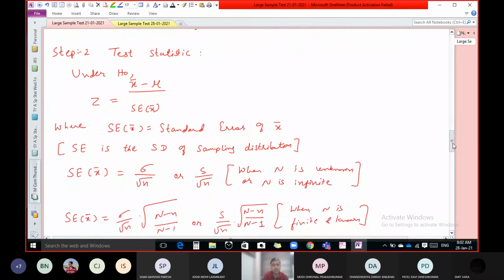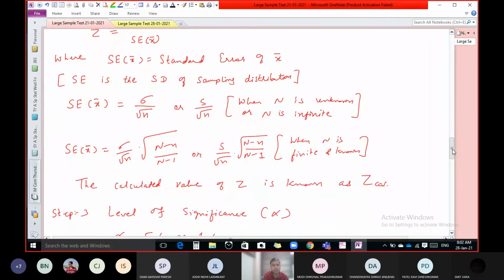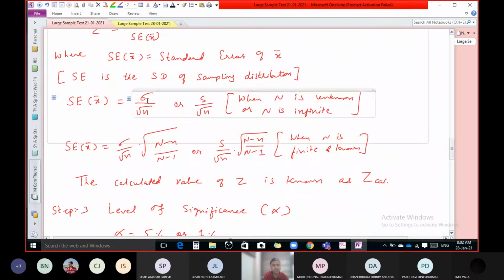Step 2, in that we have to calculate the value of Z. So it is known as Z-cal. The calculated value of Z you can find out by using this formula. The formula is x bar minus mu upon standard error of x bar. Standard error of x bar is nothing but the standard deviation of sampling distribution. And the formula for that is sigma upon root n, or s upon root n when capital N is unknown or infinite. If capital N is known and finite, then there is a modification in the formula.